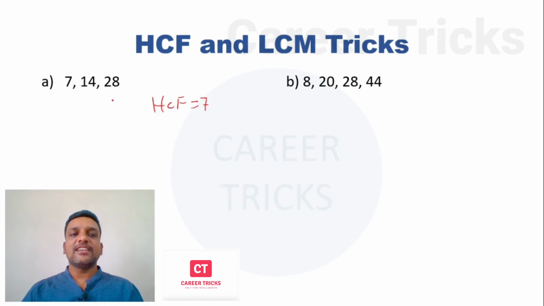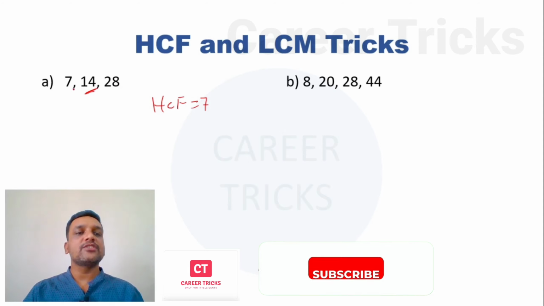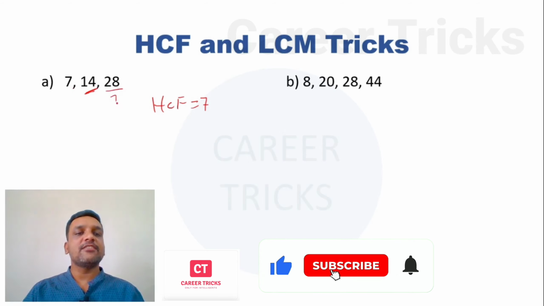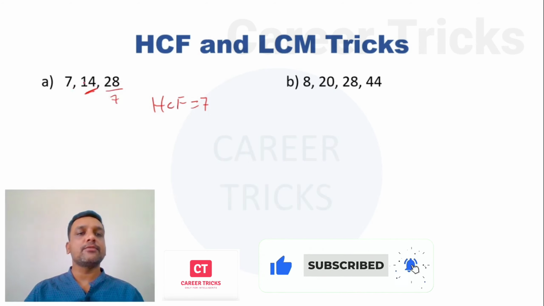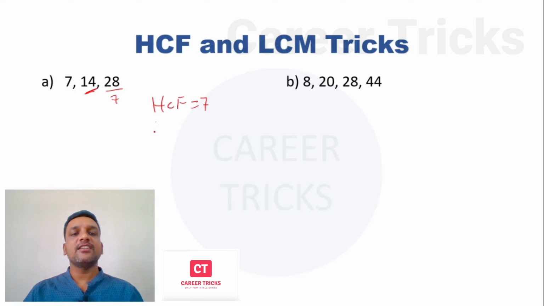When considering LCM, we check whether 28 is divisible by 14. Yes. Then we check whether 28 is divisible by 7. Yes. If it is divisible by 14 and by 7, then we can directly write the LCM as 28. Here we can easily find the LCM and HCF directly without any calculation. We can find it by this. Come to the second problem.